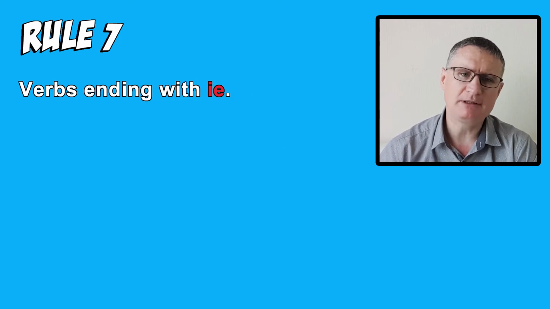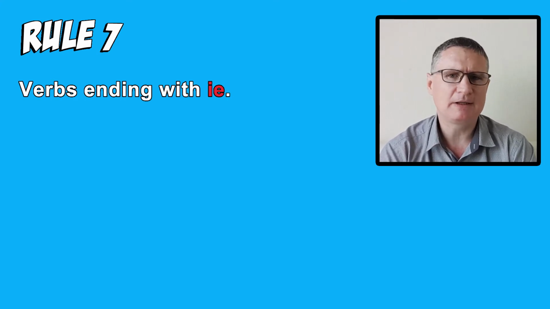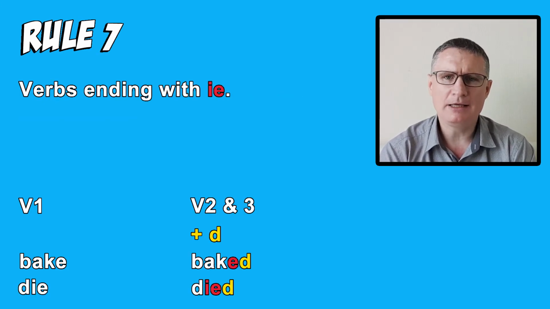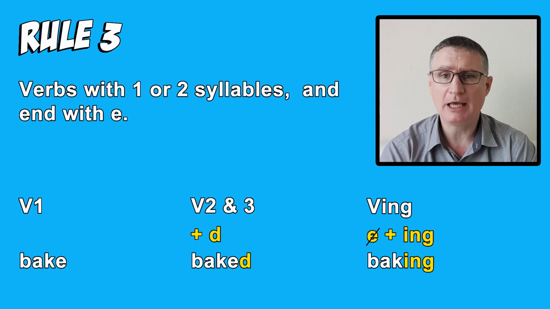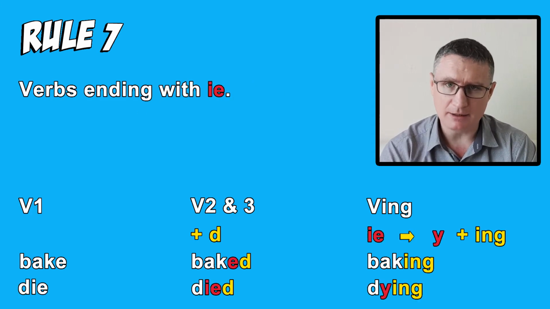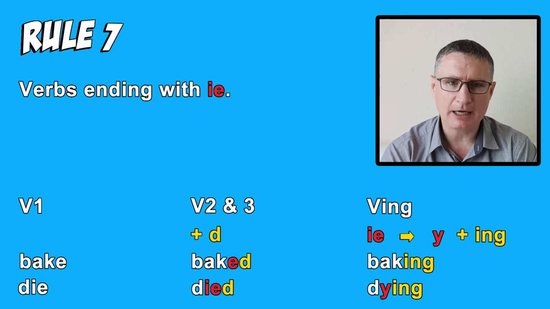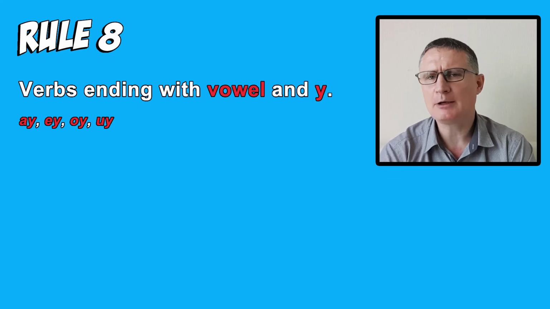Exception 2, which will be Rule 7, those are words that end with ie. Now it looks very similar to Rule 3, which ends with e's, but this one is slightly different. For example, in Rule 3, baked, you can see I just added the d. Now, if I take the word die, died, you see it's still the same for verb 2 and 3. The problem is with the ing. With bake, I take out the e and add the ing, so baking. But if it's ie, I have to change the ie to y and then add the ing. So I cannot say die-ing. I have to change the ie to y, so it's dy-ing. Okay, very easy.